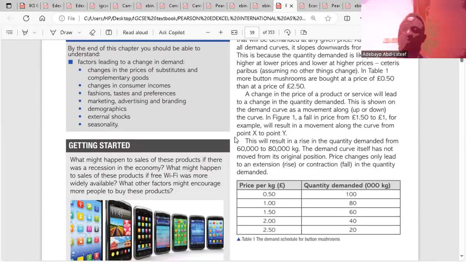A change in price of a product or service will lead to a change in the quantity demanded. This is shown in the demand curve as a movement along, which is up or down, the curve. So when there's a change in price, it could be an increase in price or a decrease in price. But whenever it happens, it leads to a movement up or down the demand curve. That's what movement is about.